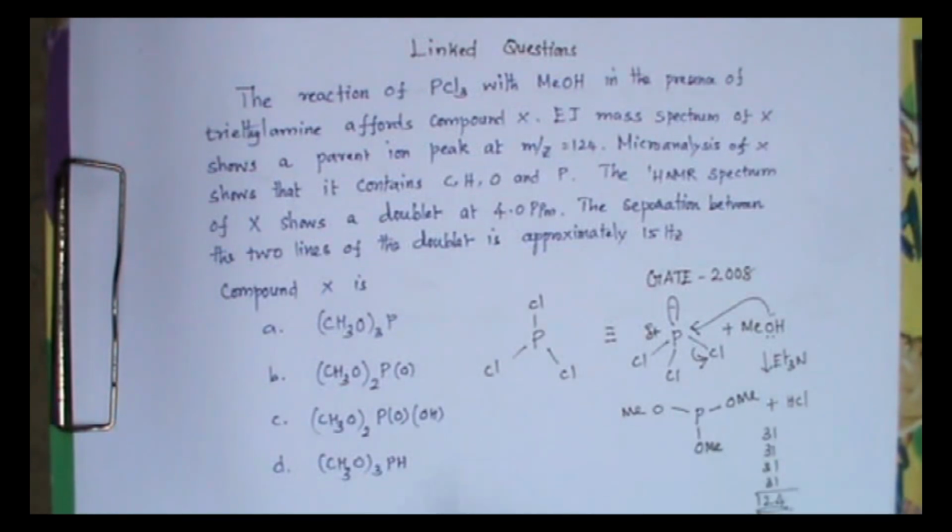All the 3 methyl groups are in the same environment, so we will get only one signal. What about multiplicity? The signal will be split by the phosphorus atom. Phosphorus has an I value of half. That spin value can split the methyl signal. Because of that, we will get a doublet, and the coupling constant will be around 15 Hz.